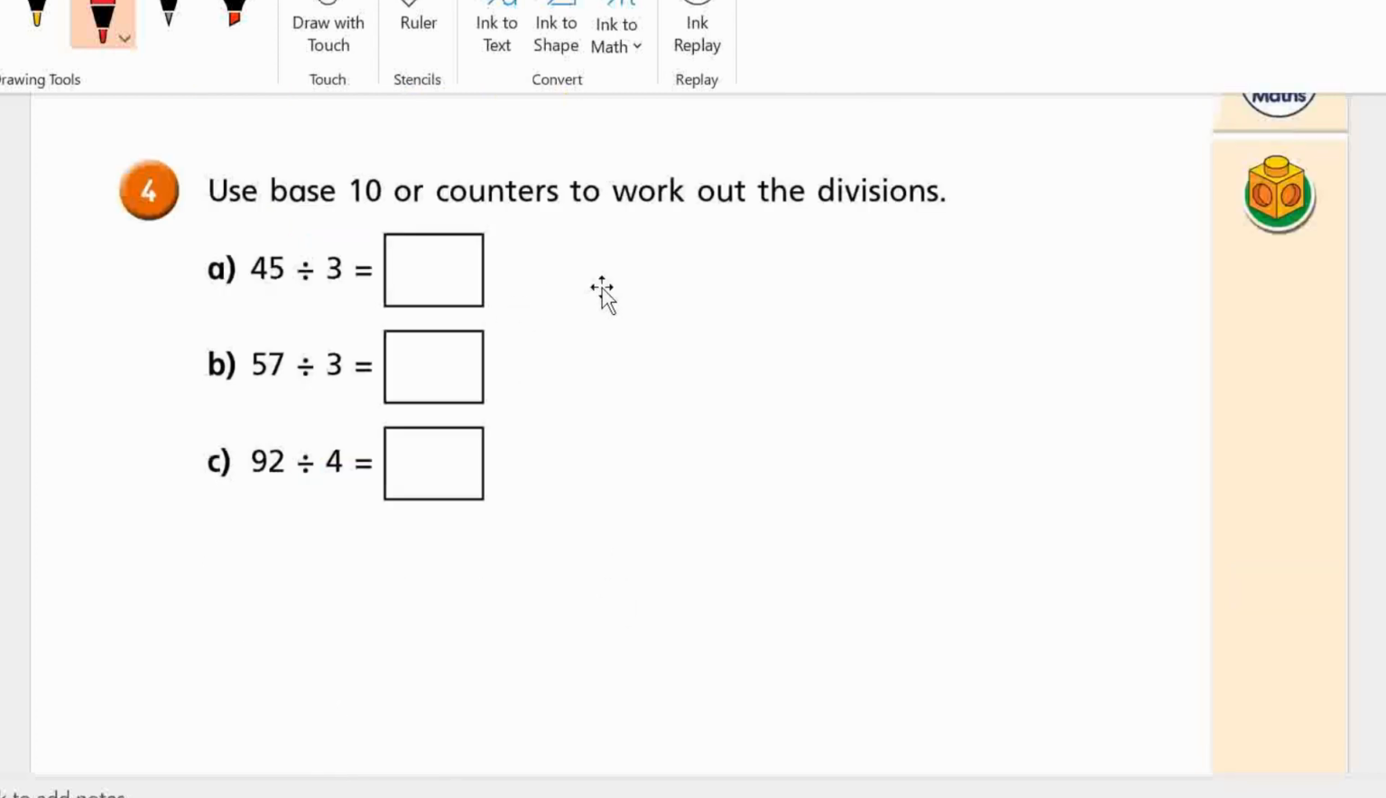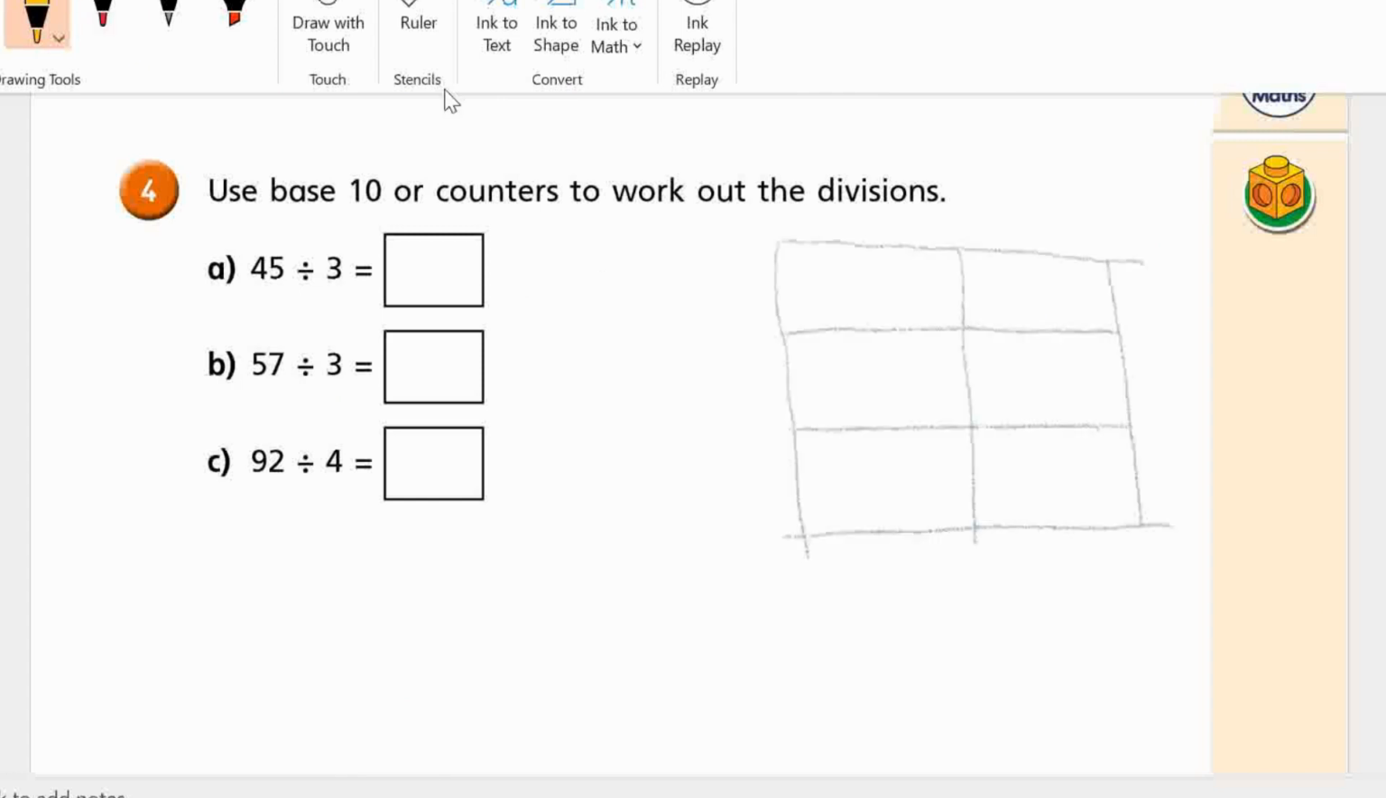Okay, use base 10 or counters to work out the divisions. 45, so I'll put 1, 2, 3. I've used 3. Now I can't use the 4, so I need to convert the fourth 10 into ones, giving me 15 ones, right? So I've used the 30.